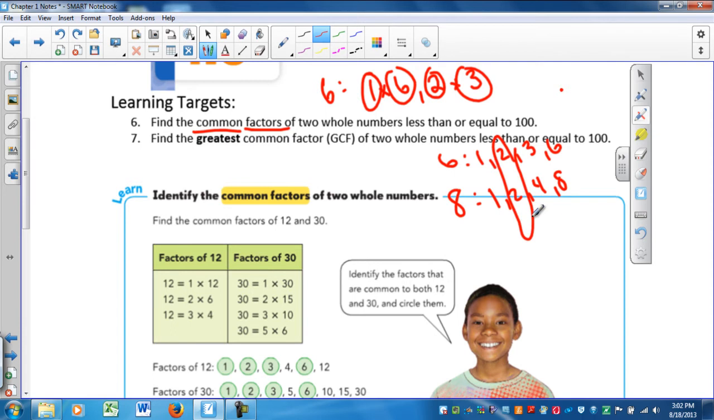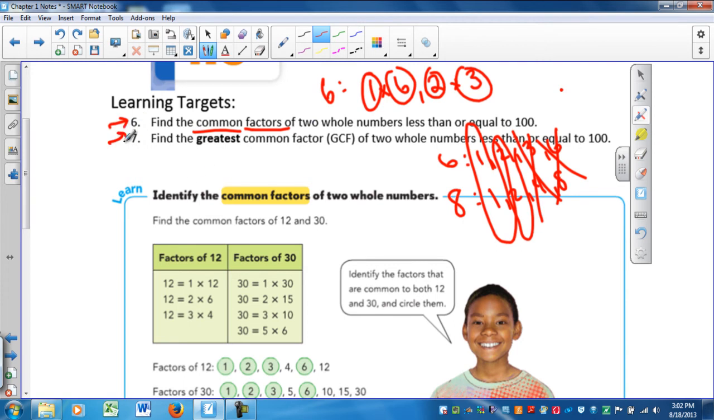Well, they have 2's in common. They have 1's in common. They don't have 3's or 4's. They don't have 6 or 8, but they have 1 and 2. So the common factors here are 1 and 2. That's all Learning Target 6 is. It's just identifying common factors.